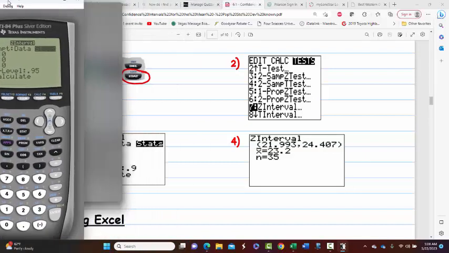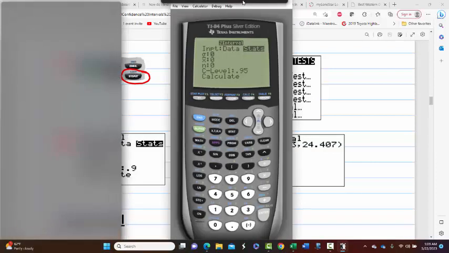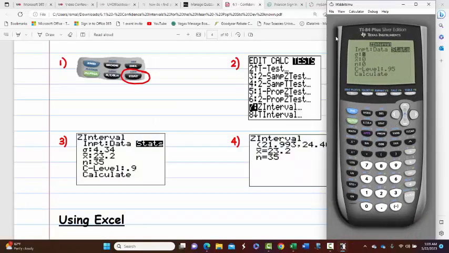Okay. Let me see if I can remember what those were. I move the calculator over so I can see. 4.34 is the standard deviation. 23.2 is the sample mean. N is 35.